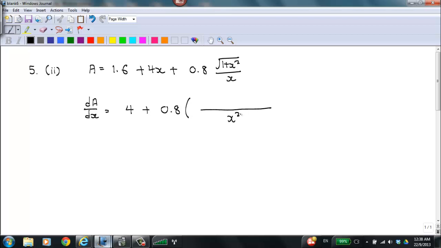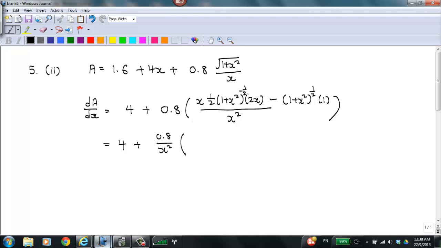I see a quotient, so square the bottom, hold the bottom, differentiate the top, minus hold the top, differentiate the bottom. So do some tidying up. I pull the x squared out. Sorry, I missed out a minus half here. So x times half times 2x will give you x squared. Now the minus half can be put in the denominator.